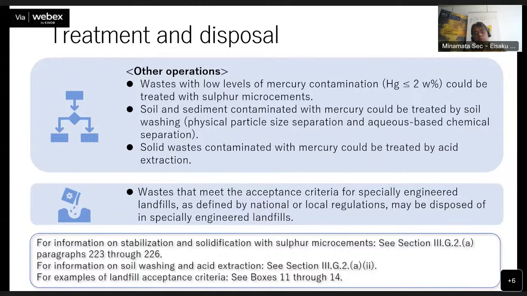The TG provides information on other treatment options such as sulfur microcement, soil washing, and acid extraction. Waste that meet the acceptance criteria for specially engineered landfills may be disposed of in specially engineered landfills. If you are interested in examples of landfill acceptance criteria for waste contaminated with mercury, please see boxes 11 through 14 in the TG.